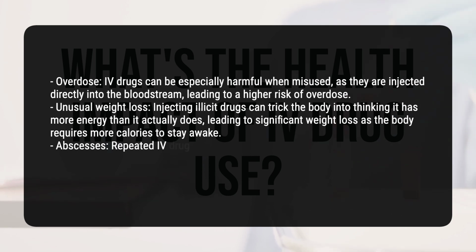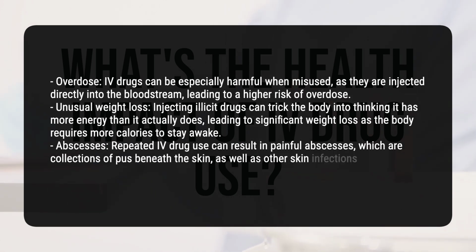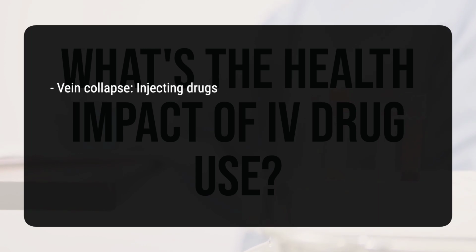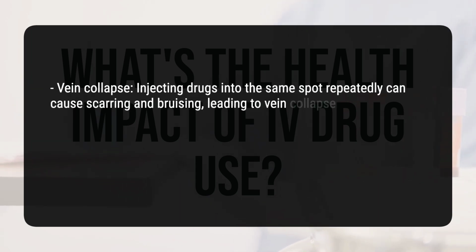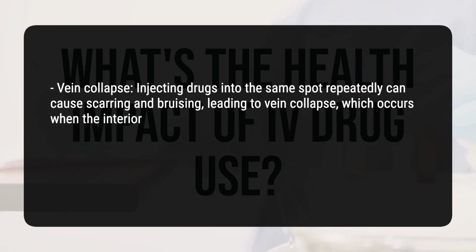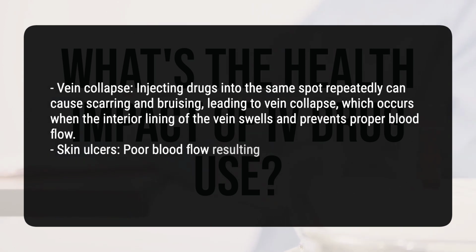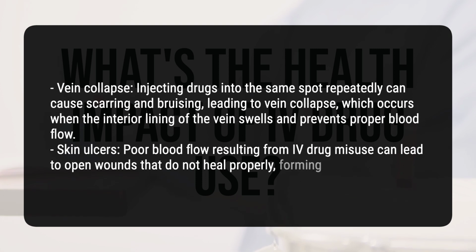Abscesses. Repeated drug use can result in painful abscesses, which are collections of pus beneath the skin, as well as other skin infections and inflammation. Vein collapse. Injecting drugs into the same spot repeatedly can cause scarring and bruising, leading to vein collapse, which occurs when the interior lining of the vein swells and prevents proper blood flow. Skin ulcers. Poor blood flow resulting from drug misuse can lead to open wounds that do not heal properly, forming skin ulcers.